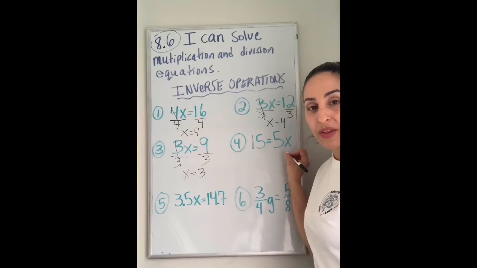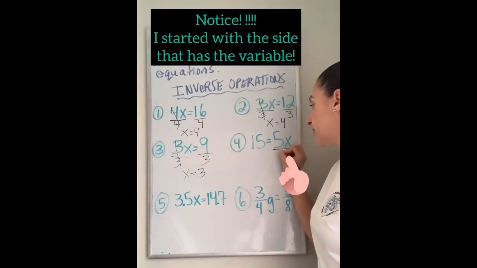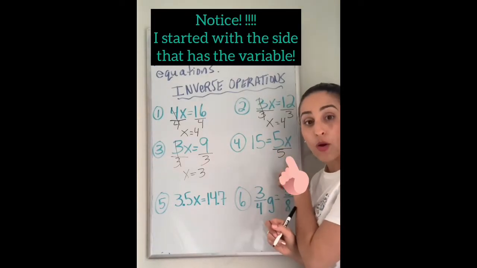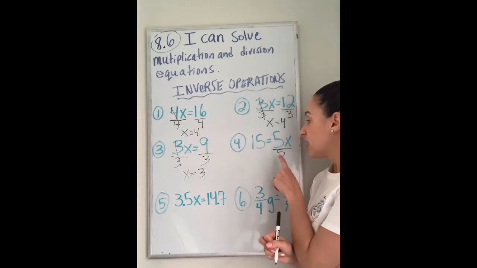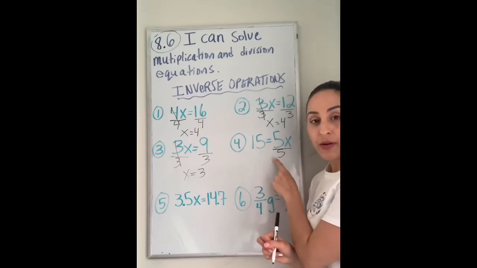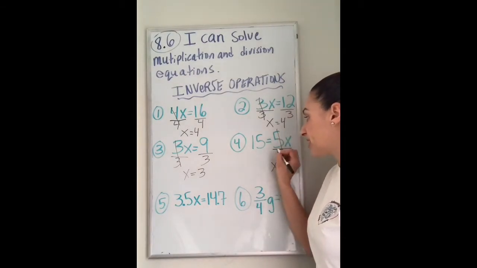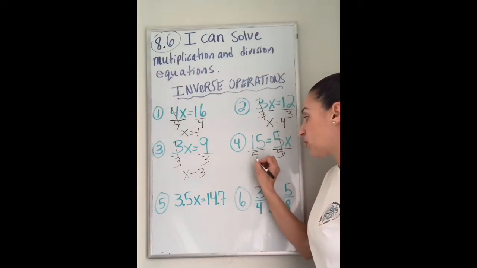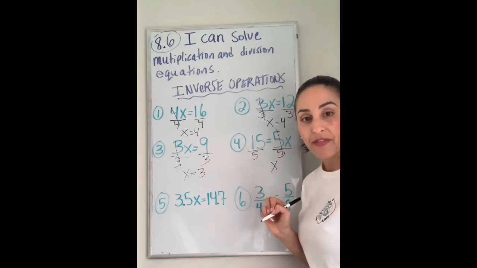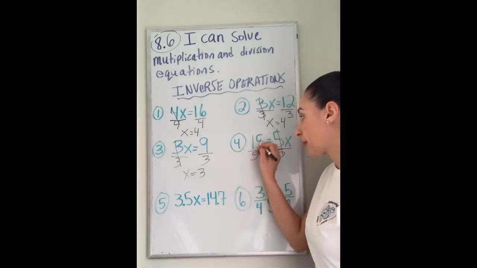5 is being multiplied with x. So I'm going to divide 5 on this side. I always start on the side with the variable. So 5 divided by 5 is 1. I'm left with 1x, right? This cancels out. If I did it on this side, I have to do it on the opposite side of the equal sign. 15 divided by 5 is 3. So I have 3 equals x.